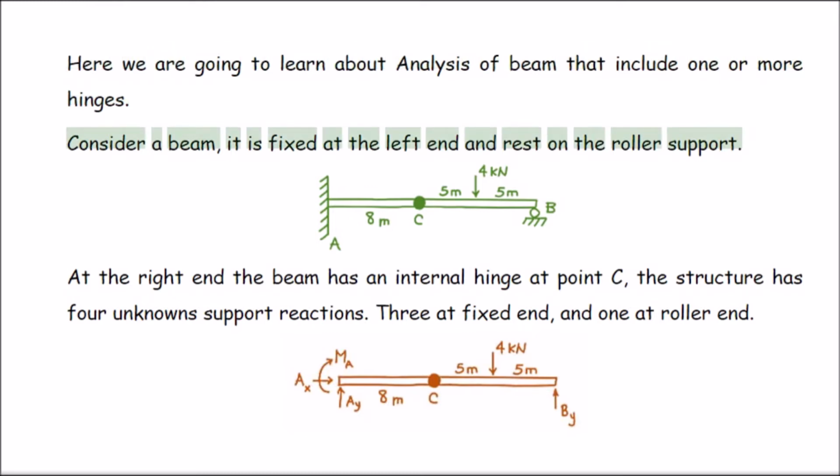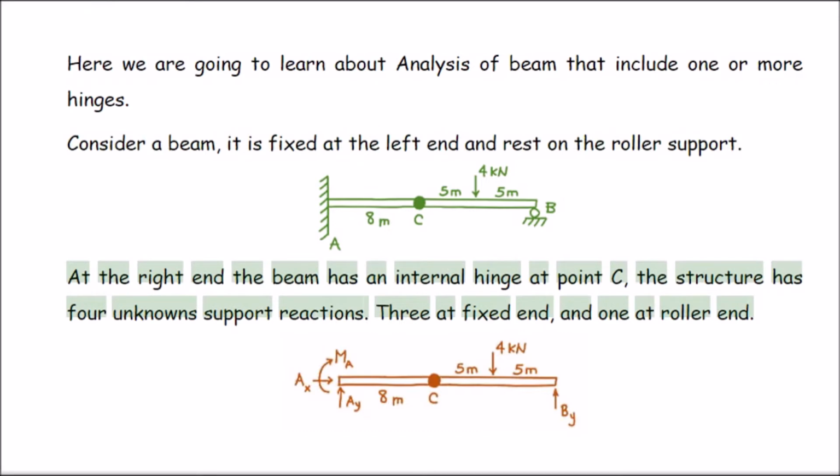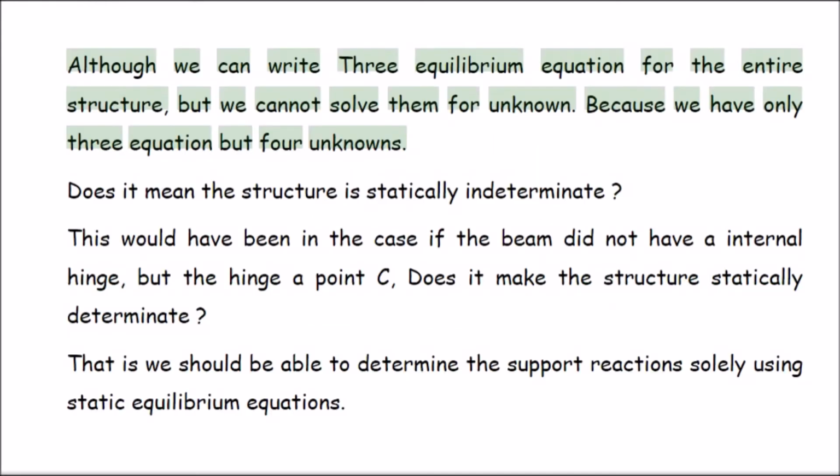Consider a beam. It is fixed at the left end and rests on a roller support. At the right end, the beam has an internal hinge at point C. The structure has 4 unknown support reactions: 3 at the fixed end, and 1 at the roller end. Although we can write 3 equilibrium equations for the entire structure, we cannot solve them for the unknowns, because we have only 3 equations but 4 unknowns.